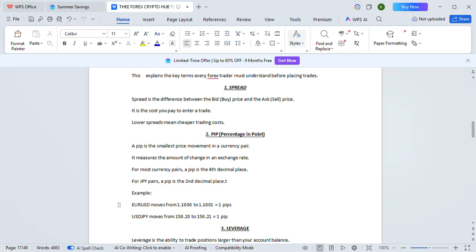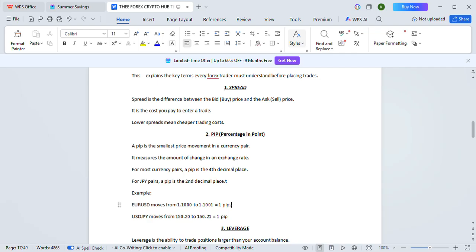So if the market moves from 120 to 120.3, that 0.3 difference is what we call a pip, right? That is what we call a pip. It measures the amount of change in an exchange rate. So I hope now you are getting what a pip is.